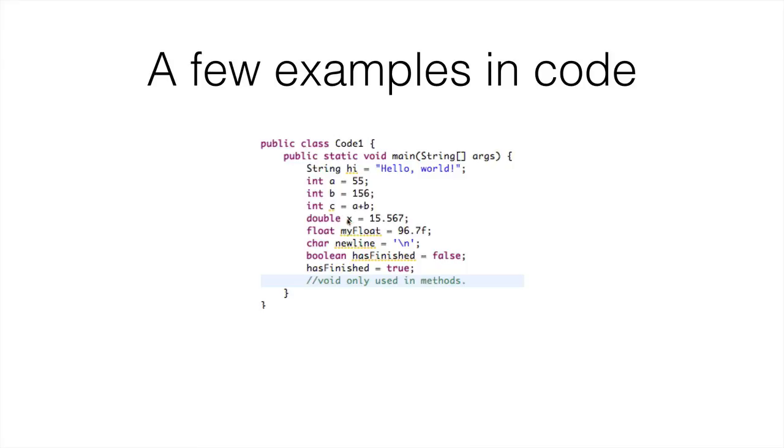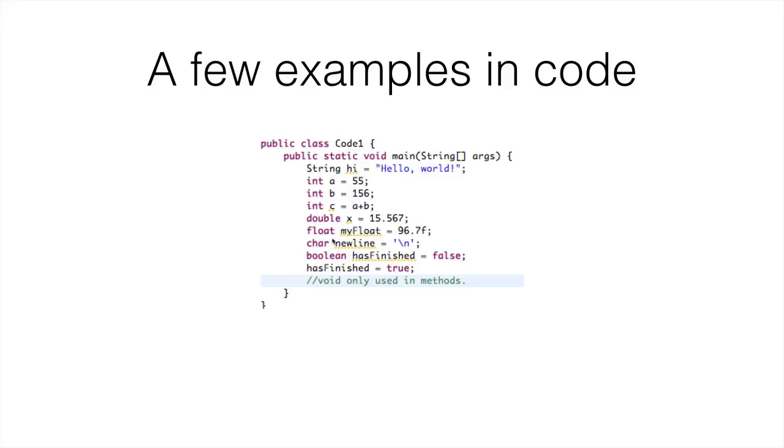Then we have double x is 15.567. Float, I'm calling it my float, and it's 96.7f. In order to distinguish between doubles and floats, we put the f at the end of float data types. Maybe this is why they're not used that often. I'm not sure, but just notice that you won't be using floats very often. Most of the time you will use doubles if you want to work with decimal places.